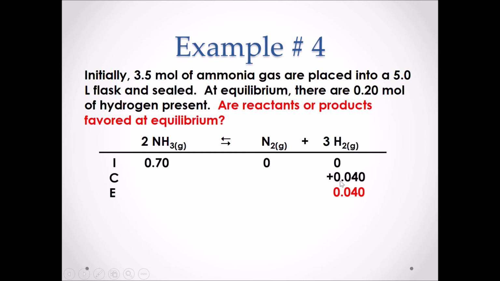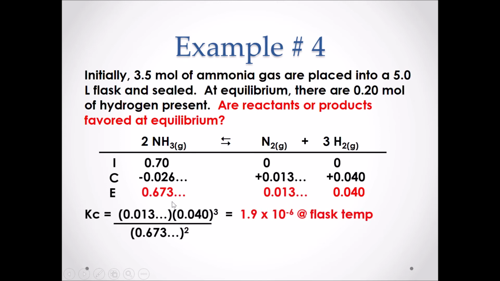When we have the value of one change, we can use stoichiometry to determine the change of all other species in the chemical equation. Here we have the change of all species. Remember, if the products have a positive change, then the reactants must have a negative change. Now we can take our initial concentrations, add or subtract the change to get our equilibrium values.